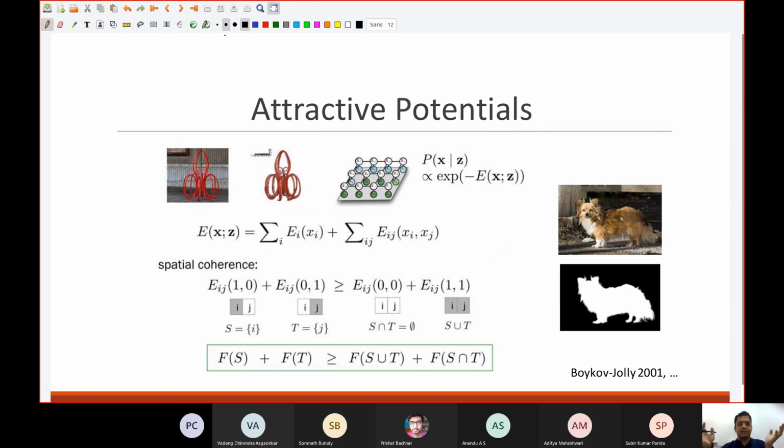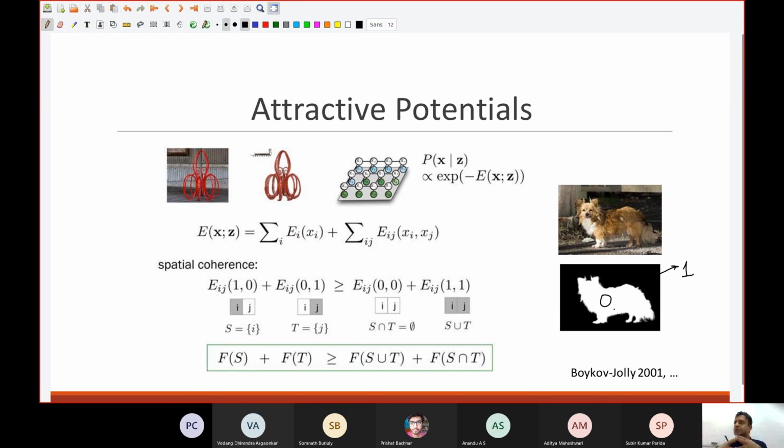Like next example, the second example. So that's clear, right? The second example is attractive potentials. Here, let's say I want to segment an image. And imagine that all the ones correspond to those which are outside the image. This is 1. All the blacks are 1s. All the whites are 0s.